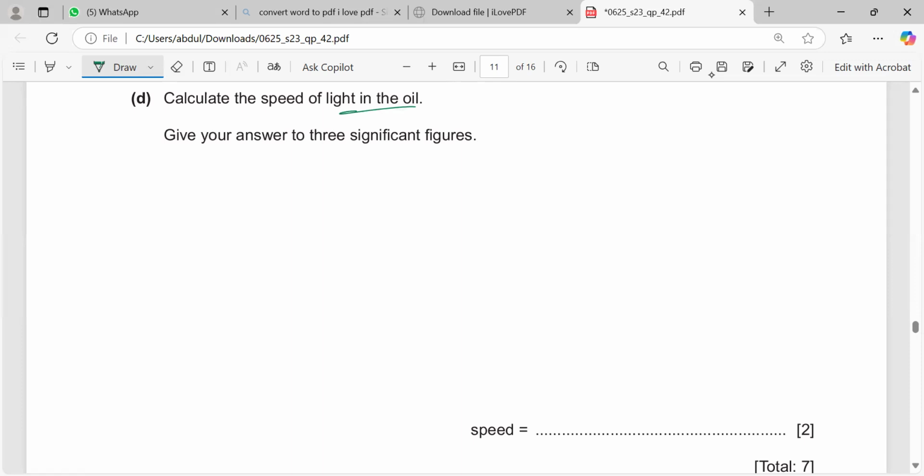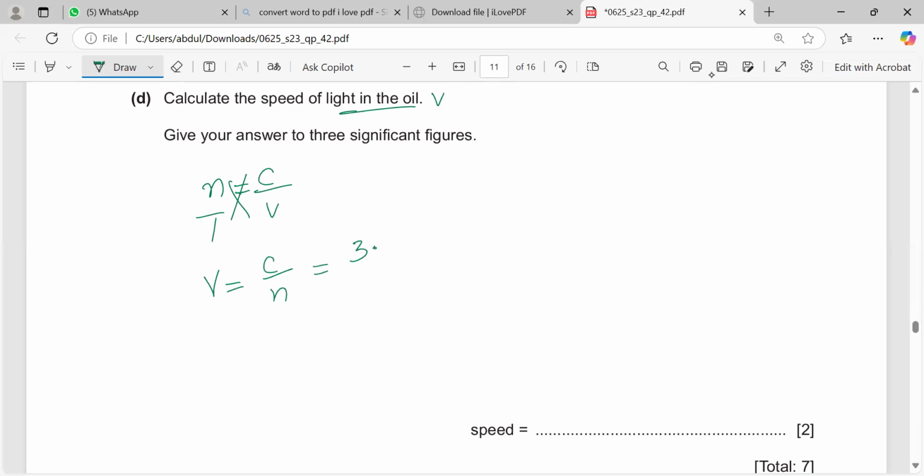Calculate the speed of light in the oil. So the speed of light in air and vacuum is denoted by c. But the speed of light in oil, in water, in diamond, in perspex, in glass, crown glass, whatever, is denoted by the letter v, and it is always numerically smaller than c. Give the answer to three significant figures. Now n is equal to c over v, where c is the speed of light in air or vacuum and v is the speed of light, for this question in oil, and n is the refractive index, which is already given in the previous part. So cross multiply, make v the subject of the equation, so c over n.